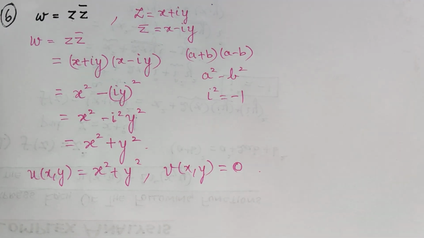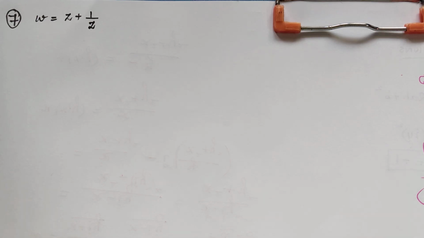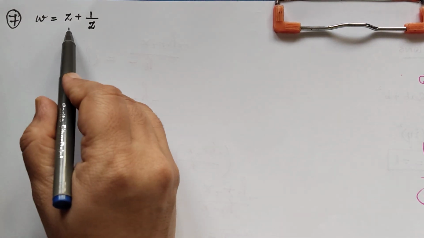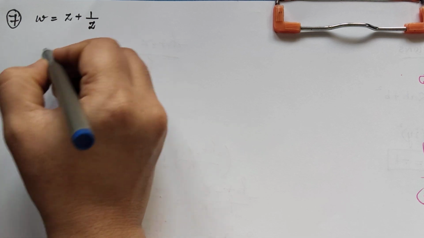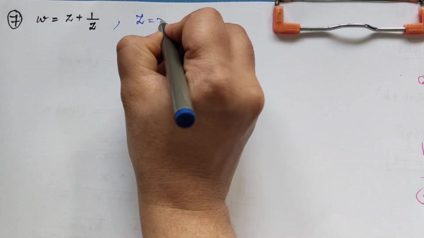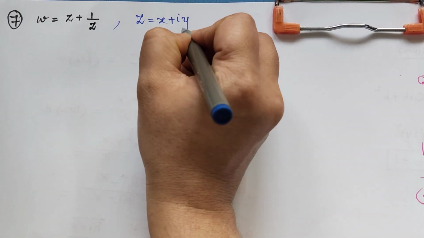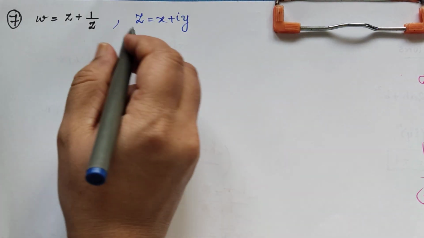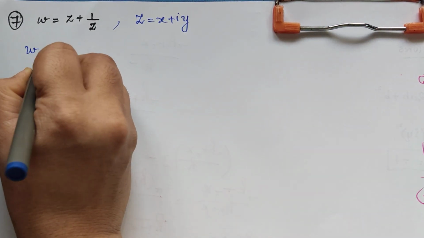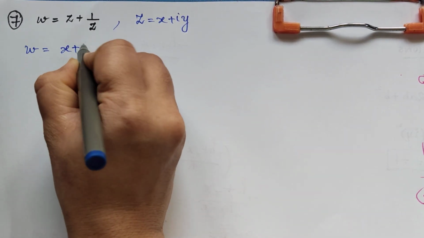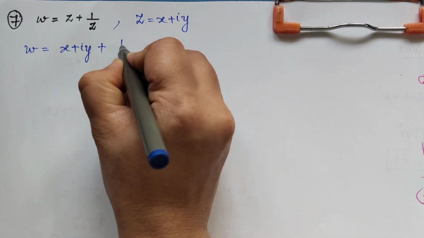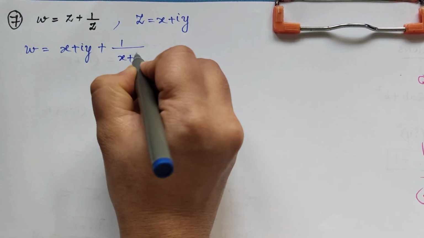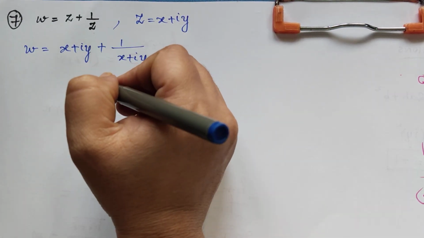So we are done with this problem. We have one last problem under this topic, which is w = z + 1/z. We know that z = x + iy, since it is a complex variable. So now w will be equal to x + iy + 1/(x + iy), because we have 1/z over here.